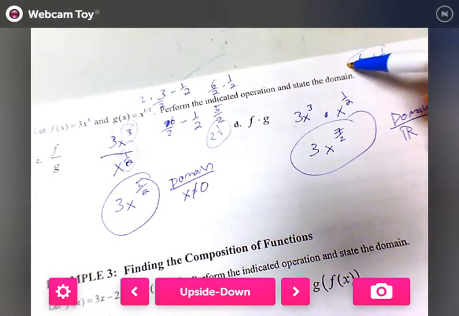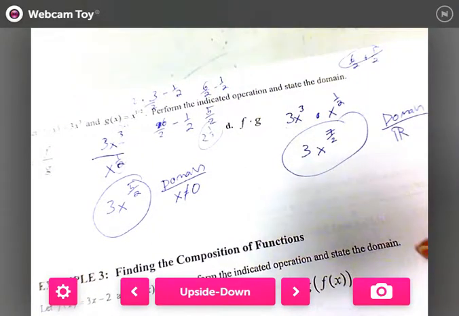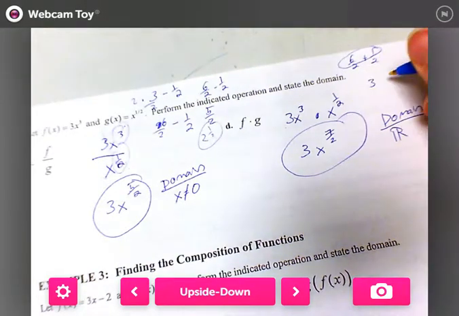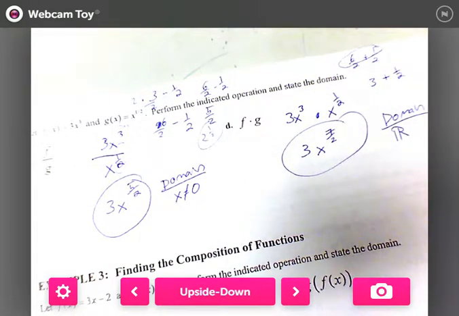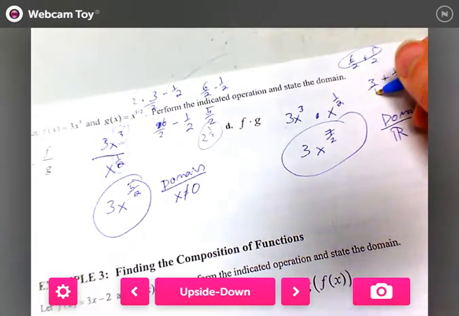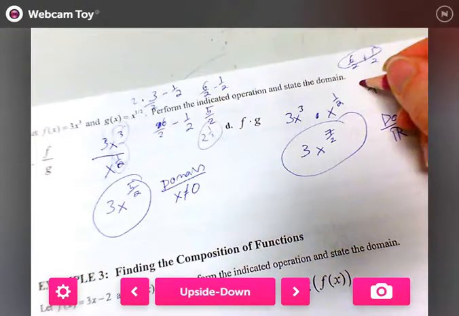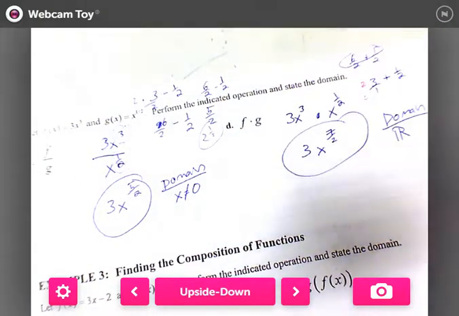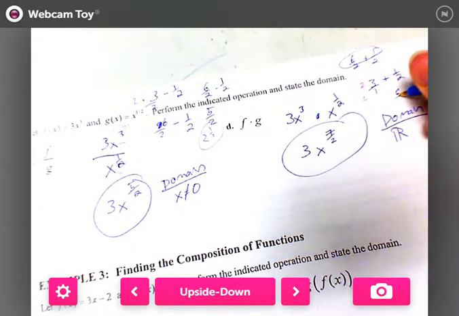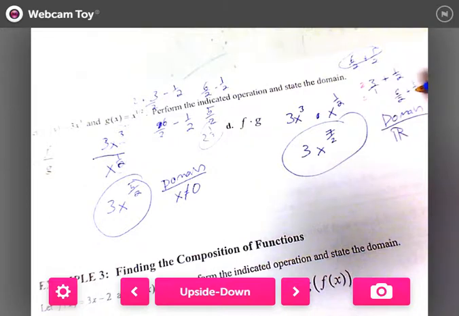6 plus 1 is 7. Okay, so if I'm going to go 3 plus 1/2, right? I need the bottoms to be the same. This is like 3 over 1, right? So I'm going to multiply the top and the bottom by 2 so that the bottoms match. So that's how I get 6 over 2 plus 1/2, giving me 7 over 2.